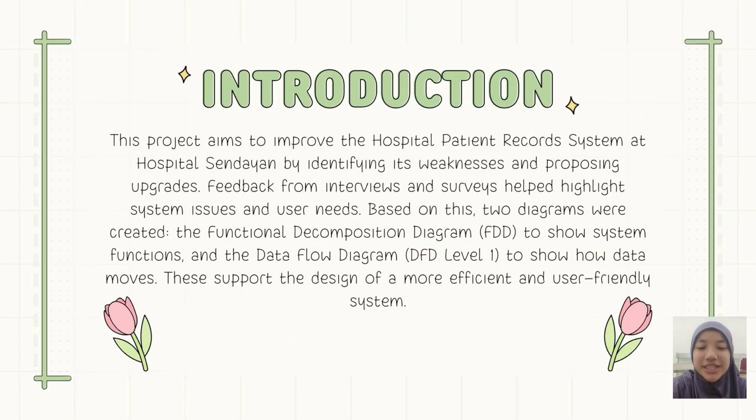I will present the introduction. The project focused on enhancing the hospital patient record system at Hospital Sendayan by first identifying its current problems and understanding user needs through interview and survey. First, to guide the redesign process, a functional decomposition diagram (FDD) was created to break down the system into its main functions. A data flow diagram (DFD) level 1 was also developed to show how data move between user and process in the system. This diagram helped in planning a better, more efficient and user-friendly system.